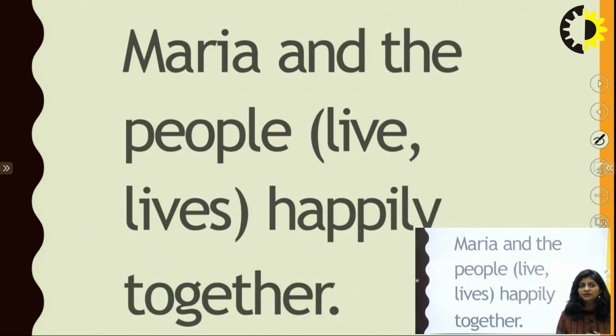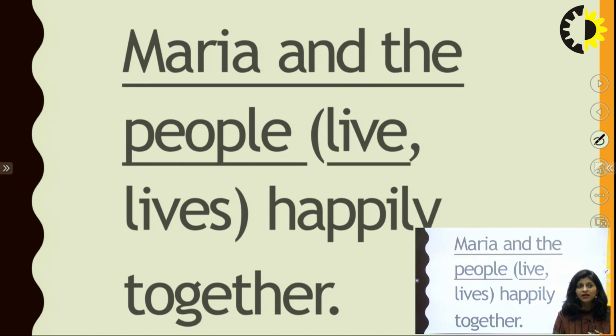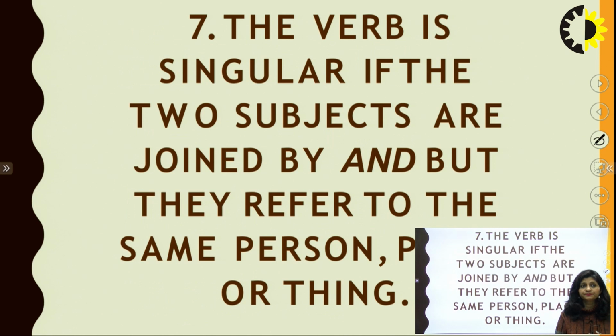Maria and the people live or lives happily together? Again, this is a plural subject, so obviously we are going to use a plural verb here. Maria and the people live happily together.